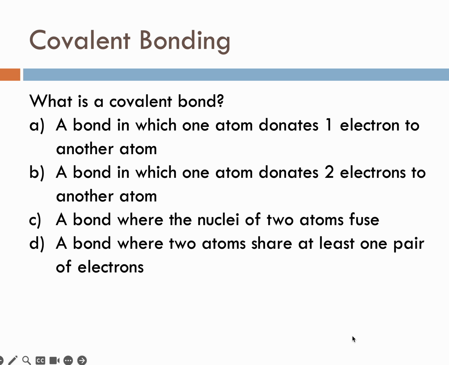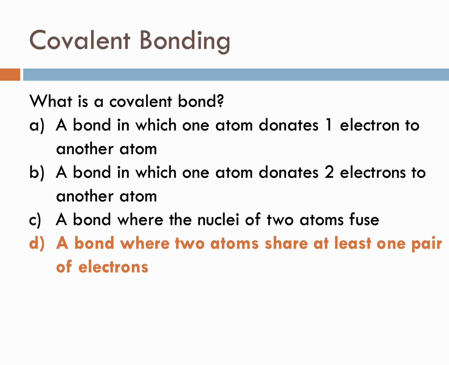So in this video, we're going to learn about covalent bonding. So what is a covalent bond? If you have your flashcards, you can use those, or you can just think about the answer in your head. Is a covalent bond A, a bond that one atom donates an electron to another atom? Is it B, a bond where an atom donates 2 electrons to another atom? Is it C, a bond where the nuclei of 2 atoms fuse? Or D, is it a bond where 2 atoms share at least 1 pair of electrons? Take a minute to guess.